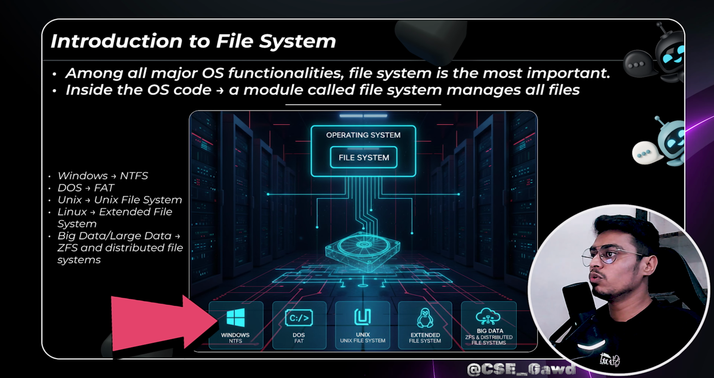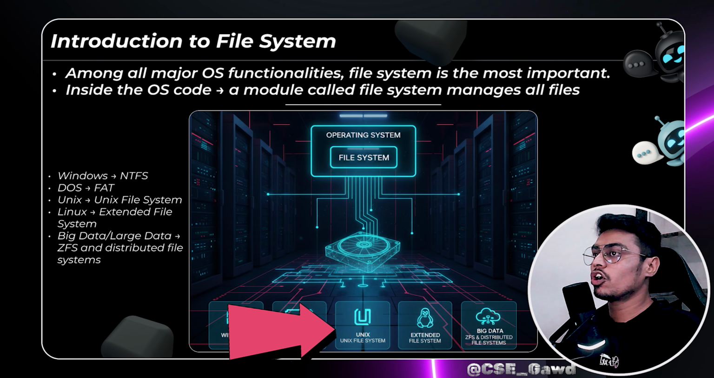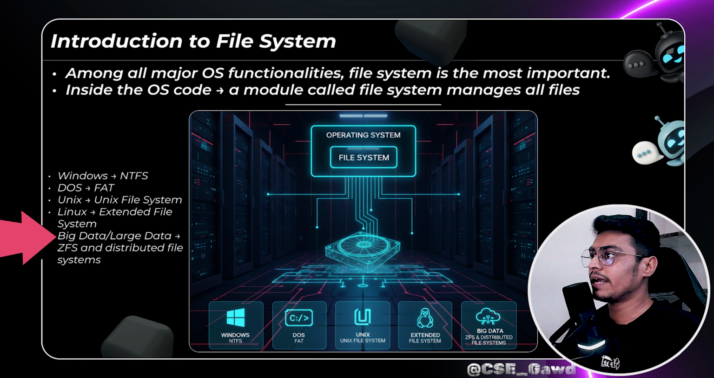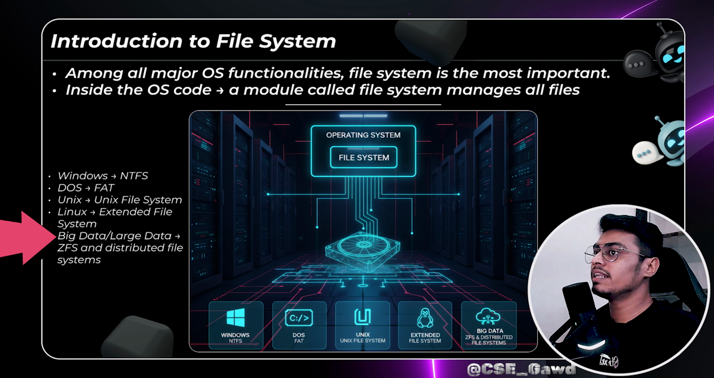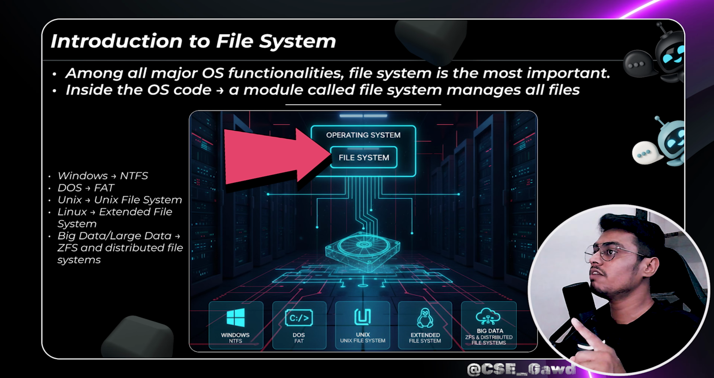Windows has the NTFS file system. Earlier there was DOS, and in the DOS operating system there was the FAT file system. In Unix, there is the Unix file system. In Linux, there is the extended file system. In today's time, we are talking about big data and large amounts of data. For that, there are the ZFS file system and distributed file systems. So whichever operating system we talk about, in the code of the operating system kernel you will find one module, that is the file system.